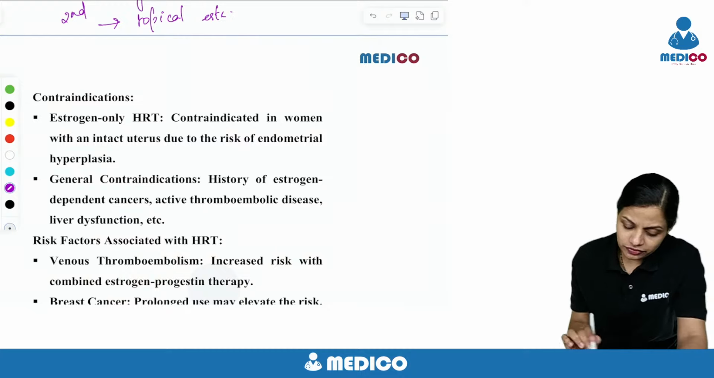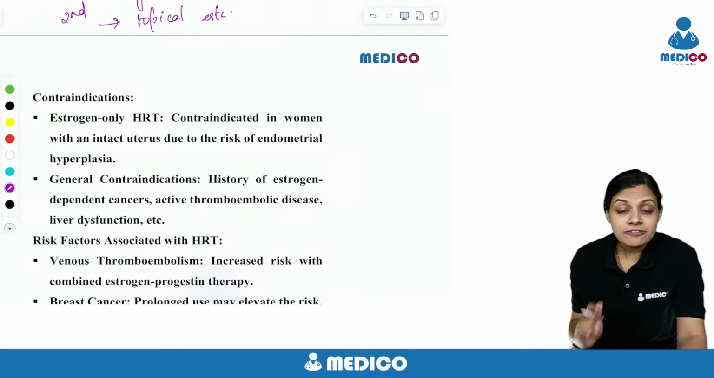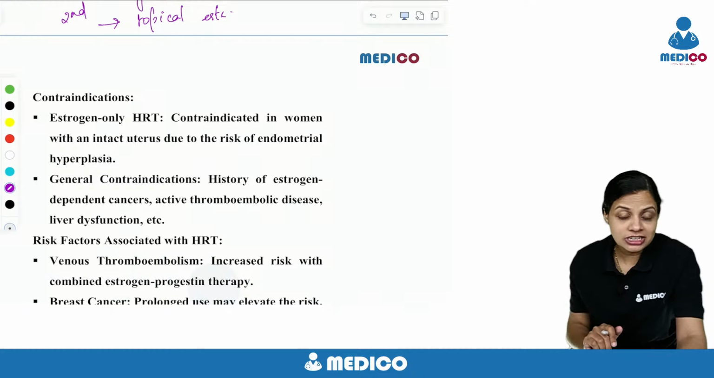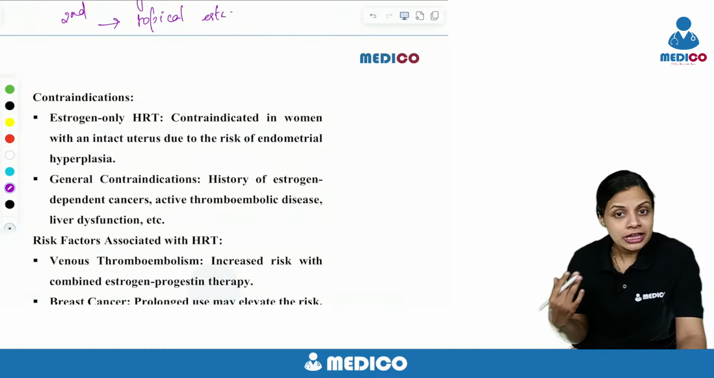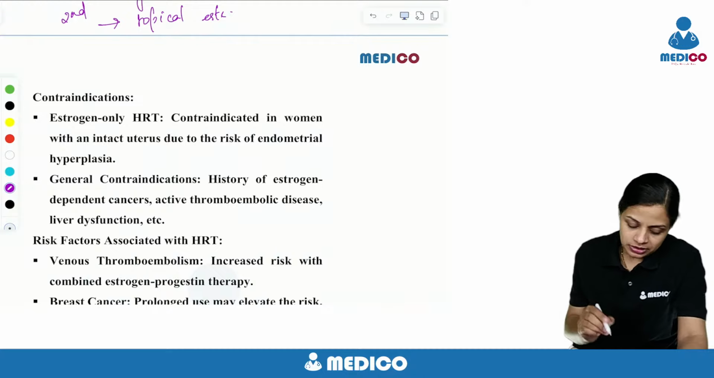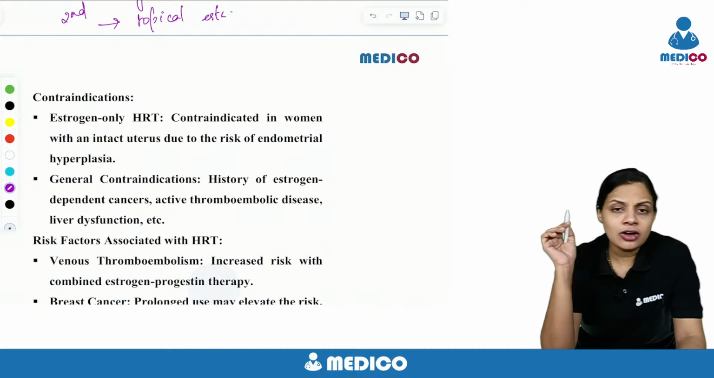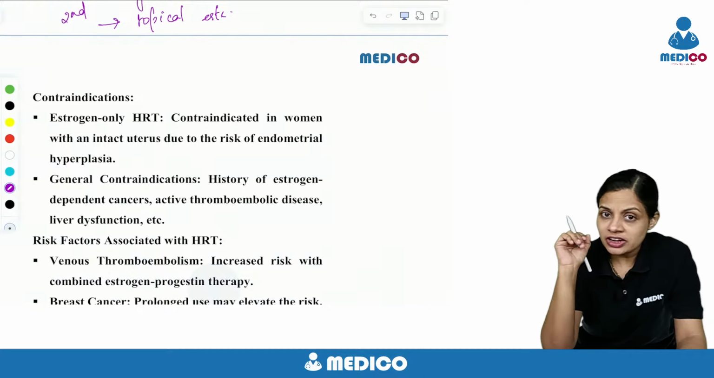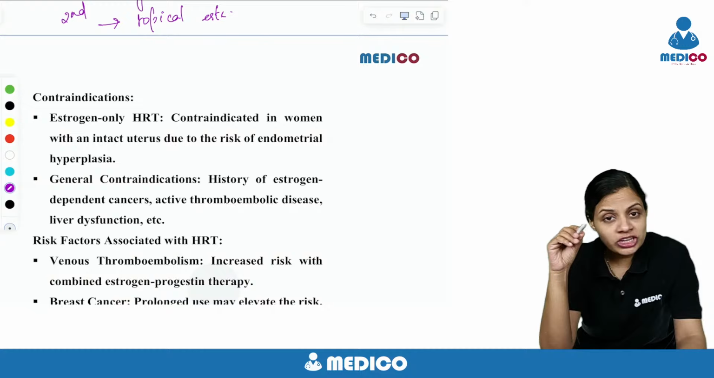Now, when do you give estrogen only HRT? If the woman has got an intact uterus, you cannot give estrogen only HRT because there is an increased risk of endometrial hyperplasia. If you get a question, a hysterectomy has been done for a woman and you would like to give her an HRT, would you give her an estrogen only HRT?